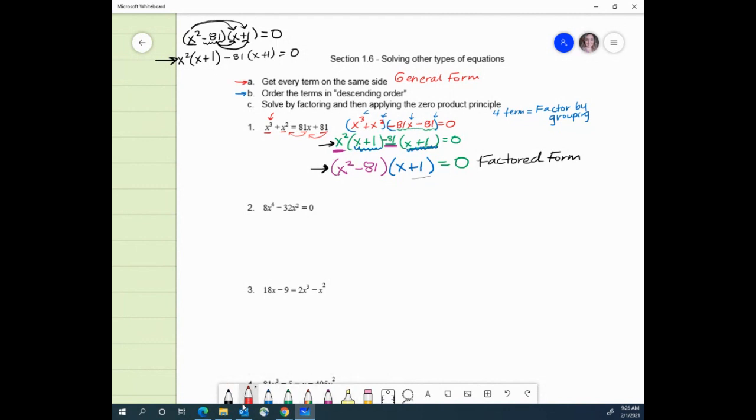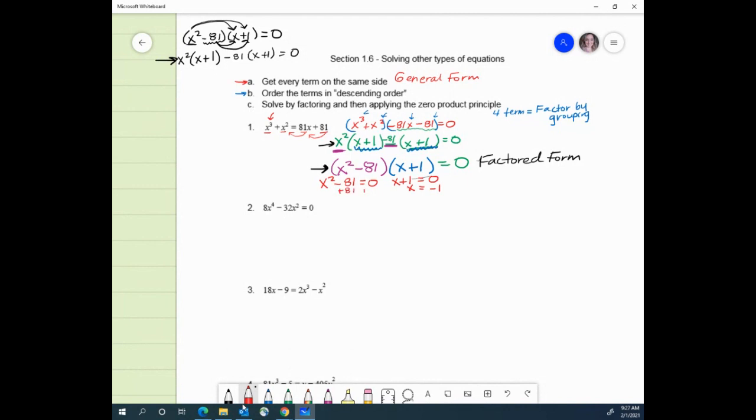And remember to go from factored form to solutions, split the factors apart, set them equal to 0. This is just like when we were doing quadratics. So this is x squared minus 81 equals 0. x plus 1 equals 0. And I solve each little equation here. So we know this is going to be -1. That's the easier one, so we'll start with that one.